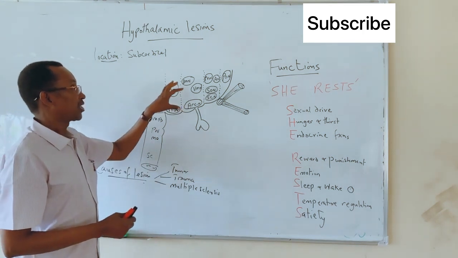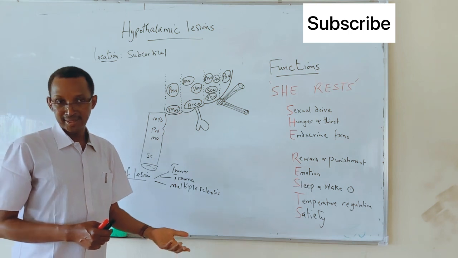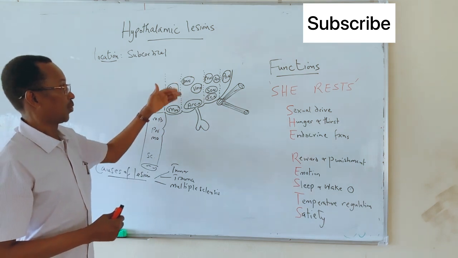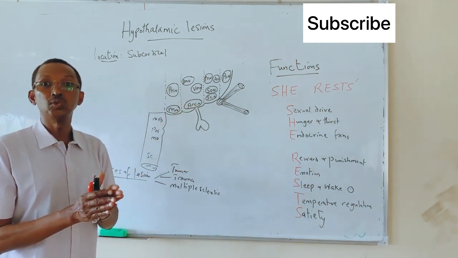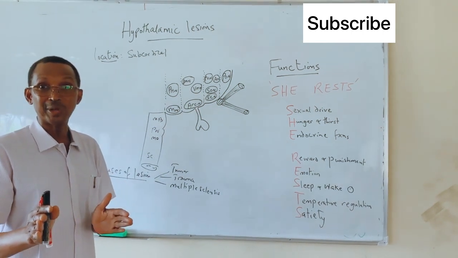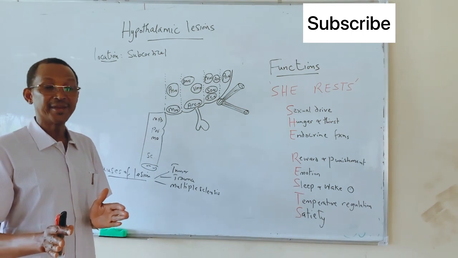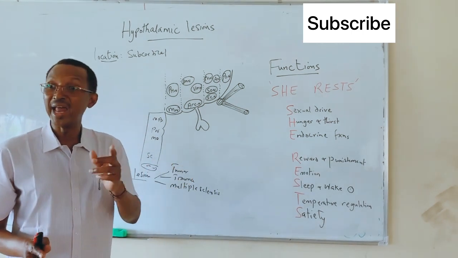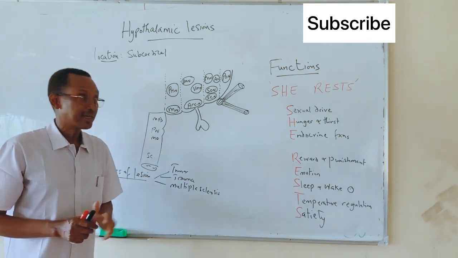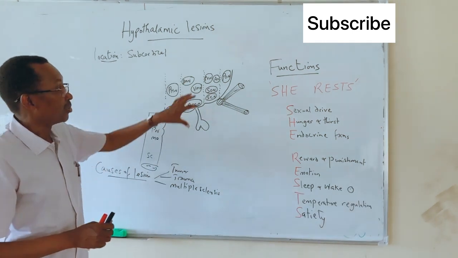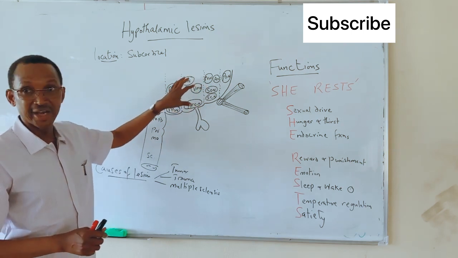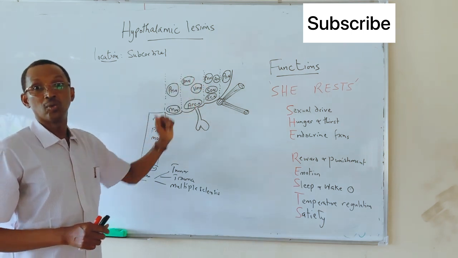The hypothalamus has several nuclei, about 10 to 11 groups of nuclei. The hypothalamus is divided into two sheets of nuclei: a medial sheet containing about 10 nuclei, and a lateral sheet containing only one large nucleus. So we have about 11 groups of nuclei related to the hypothalamus. The medial sheet, as I told you, contains 10 nuclei and is divided into 4 groups.